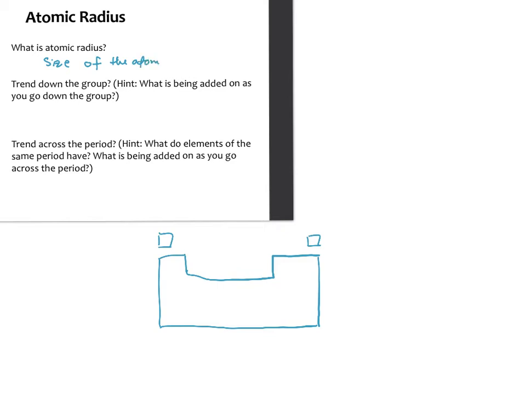What's important for us to see here is the trend that goes down the group and across the period. Because yes, as you go across the periodic table, you'll start to see that some things go up and some things go down. Now let's talk about going down the group this way. We're going to take group 1 as our example.